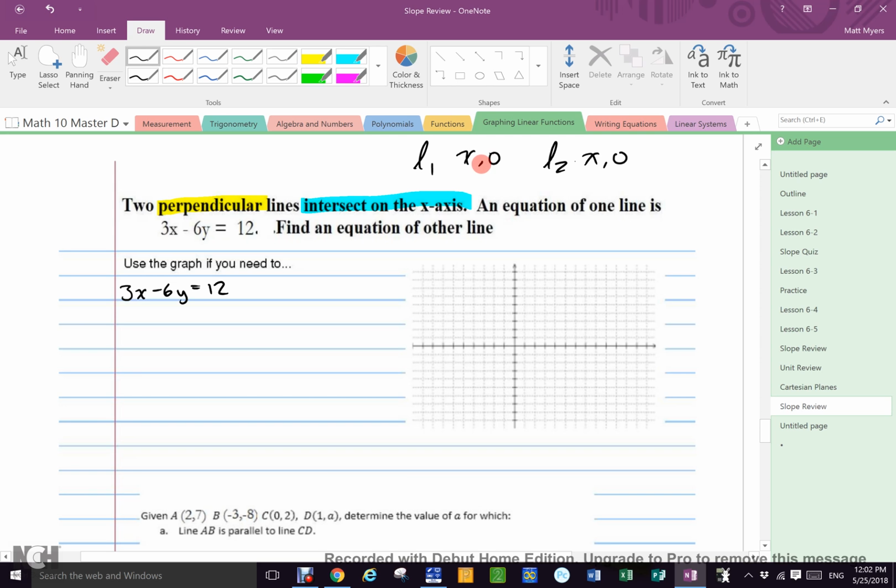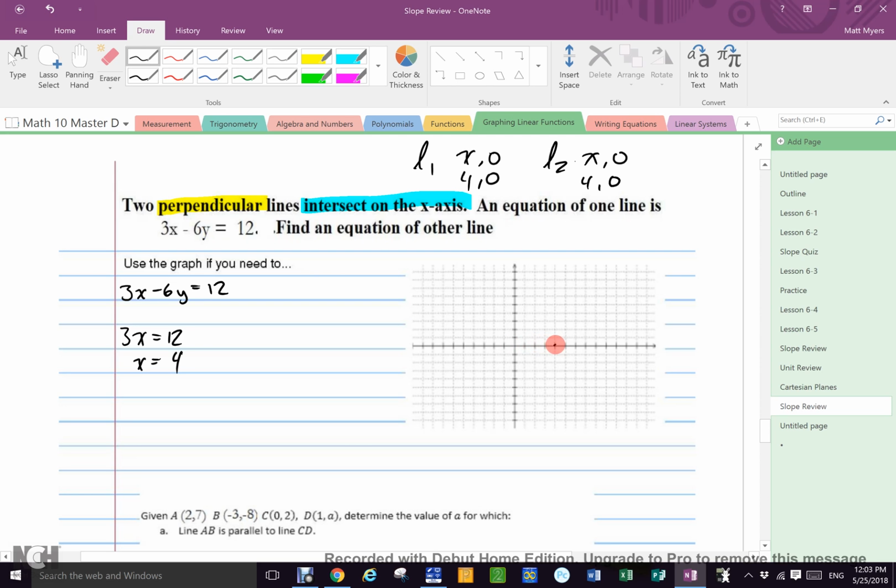Do some algebra, right? If y is 0, what happens to that y term? It goes away. 3x equals 12. What does x equal? 4. Where can I now write 4? Everywhere I see an x. So line 1 is 4, 0. Line 2 is 4, 0. Can I put it on the graph if I want? Yeah, because I only care about the x right now.